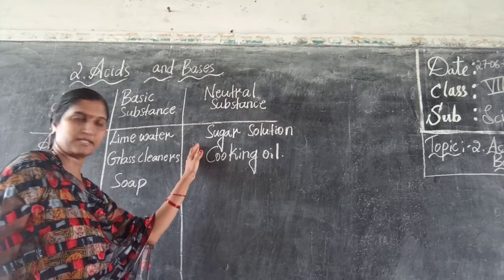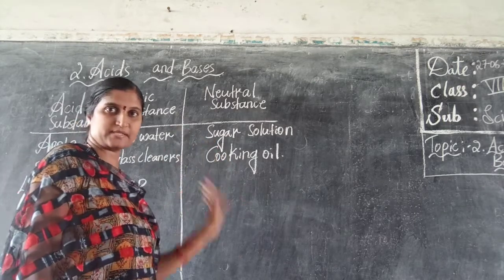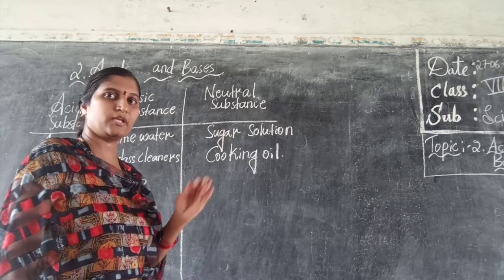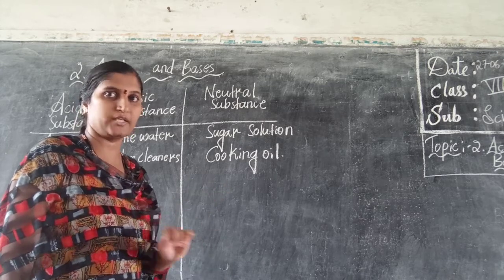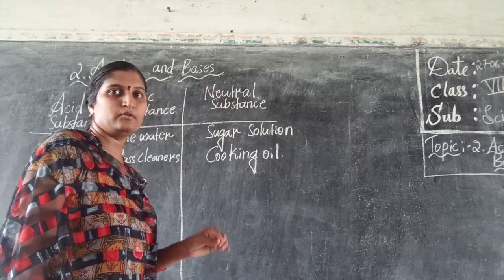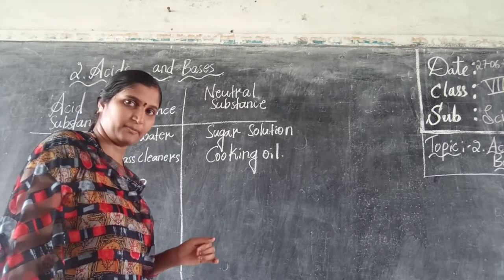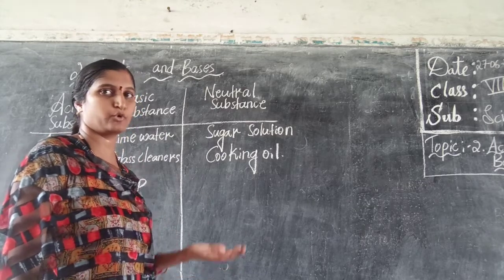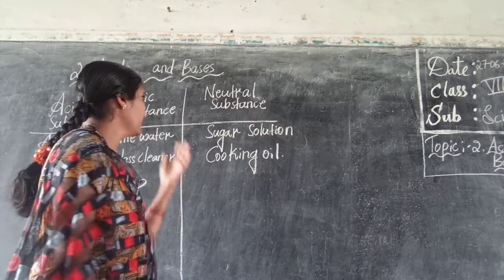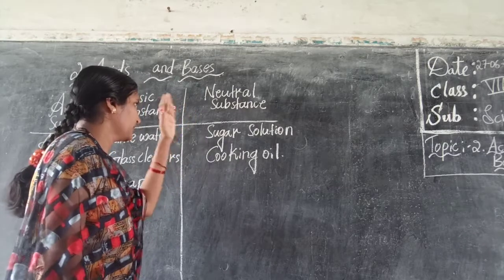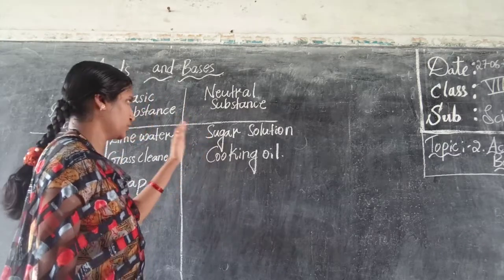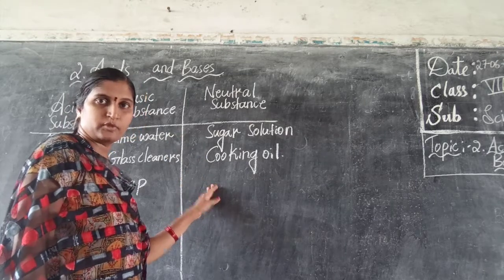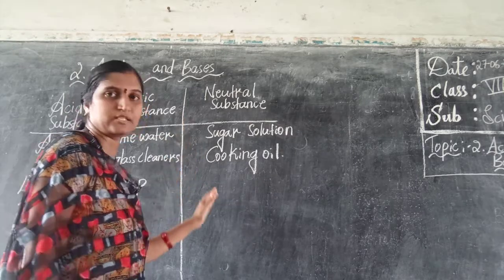And some of the neutral substances. Neutral substances are neither acidic nor basic in nature, so they come under neutral. They do not show any changes when you test them with litmus paper, whether it is red litmus paper or blue litmus paper. You can't see any change in either of them, so they are called neutral substances. Sugar solution and cooking oil are examples of neutral substances.